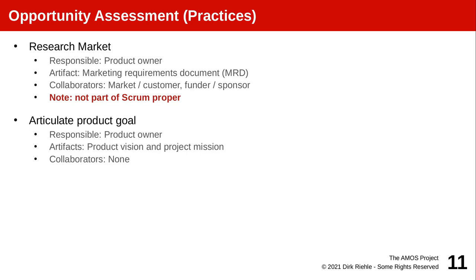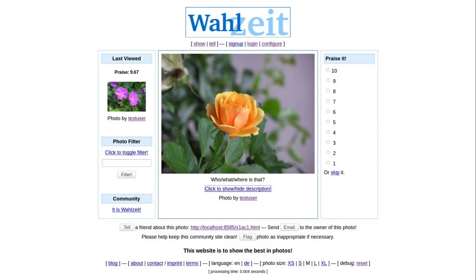So what Scrum does offer is the idea of a product goal, answering the question, what is it that we are after? And in the Scrum 2020 guide, it is a single goal that is part of the product backlog. But for the AMOS project, as an agile methods project at a university, we have split the goal into a product vision and a project mission.